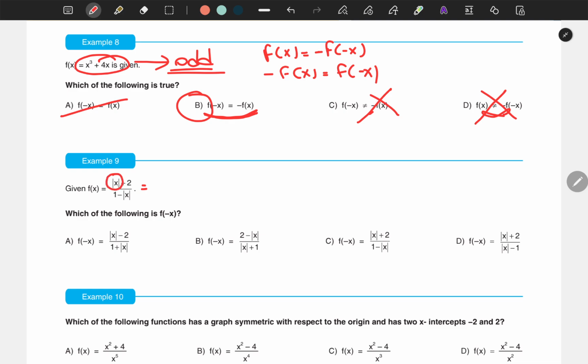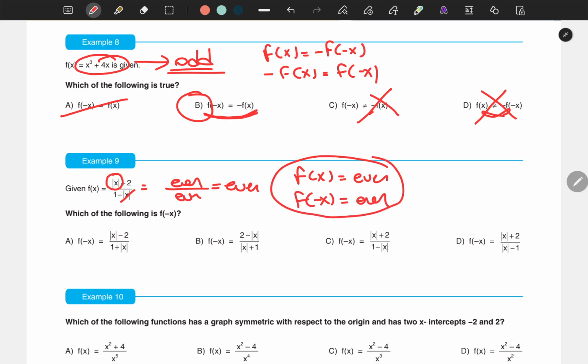Now, look at this function. Absolute value of x is even. Even plus a number is even. Absolute value of x, even. Even minus a number, again even. Even by even is even. So f of x is even, and f of negative x also must be even. Why? Because of the rule. Look at here, which option is the same as the given function? C, isn't it? C is the same function. That's it.